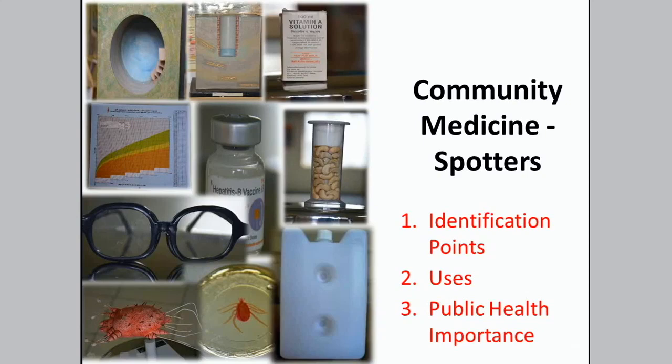In this video, we are going to see about the spotters in community medicine. Here, we have to understand a few basics about spotters. You have to identify the spotters. After identifying the spotters, you have to write the identification points, how you say that particular spotter. Then you have to write about the uses of that particular spotter. Then you have to think about public health importance.